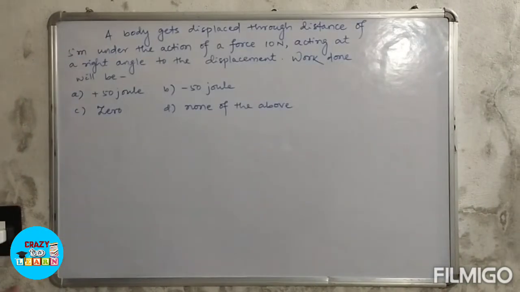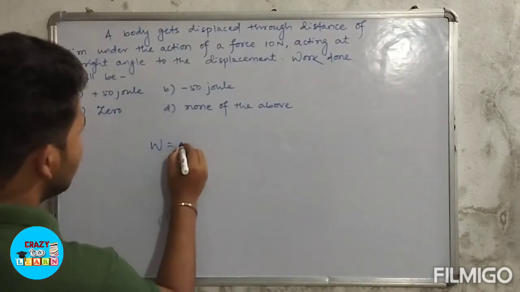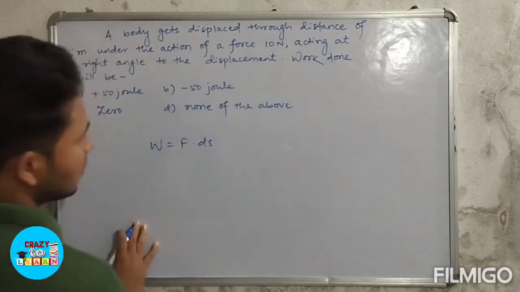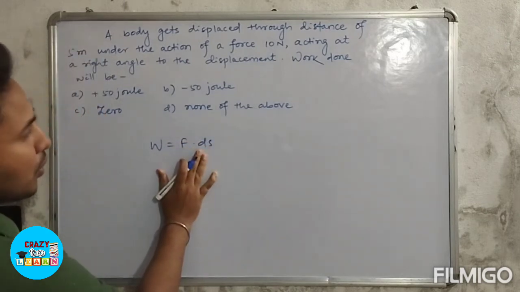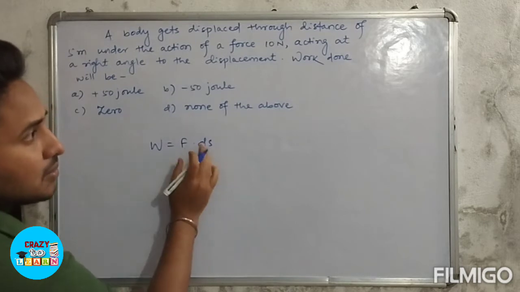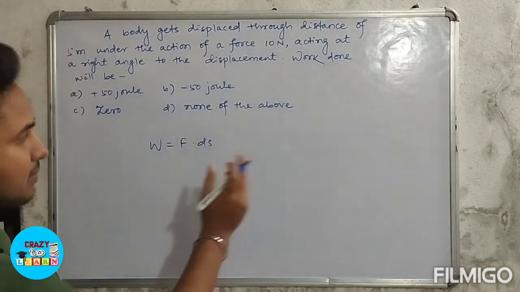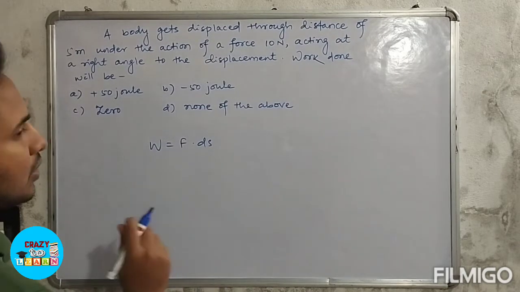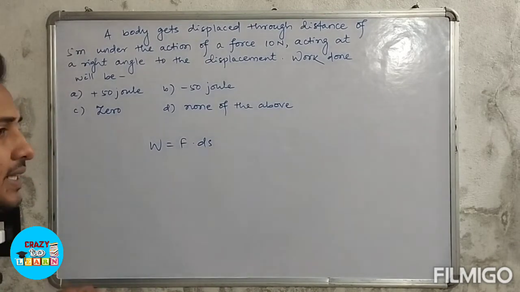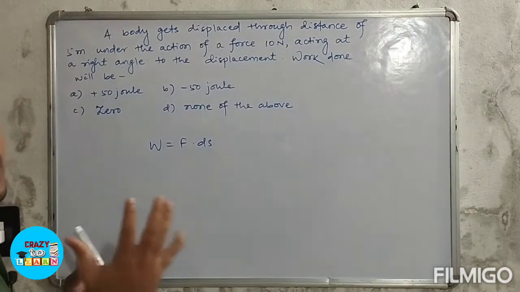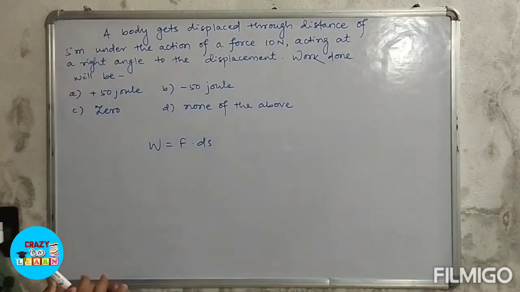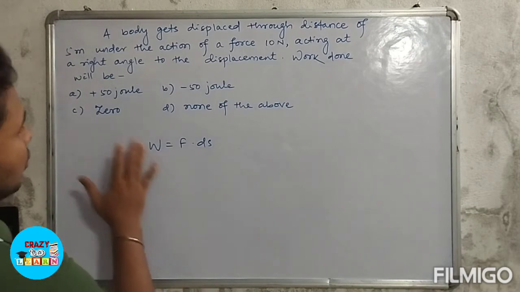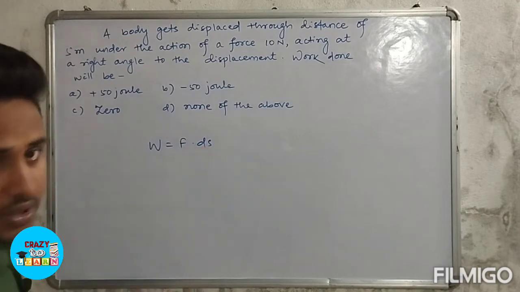Okay, so we know the work done W is equal to F dot ds. Force dot product with ds, which means a small change in displacement. When we apply a force and it creates some displacement, then at that moment we will get some work done. Without force there is no work done, without displacement there is no work done. So work done is equal to F dot ds.